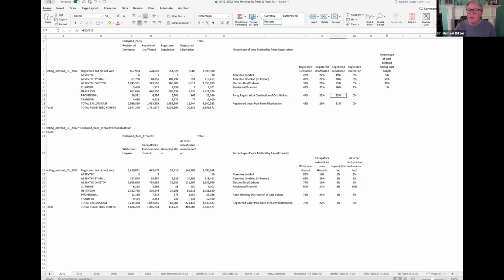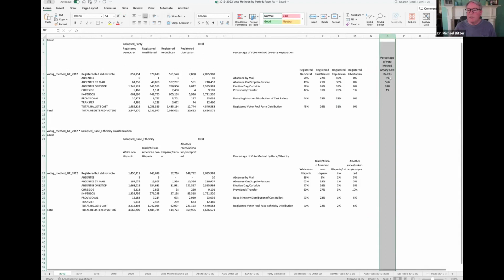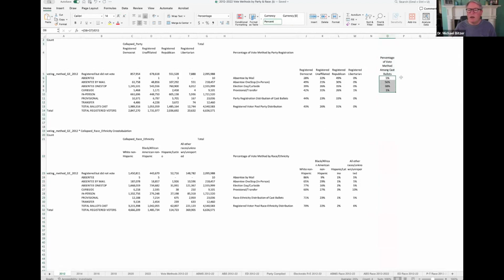And then this final column, column O, I'll do this for every one, is basically just the percentage breakdown. So in 2012, 5% of the ballots came by mail, 56% came by absentee in-person early votes, 38% on election day, and 1% provisional transfer. Any general questions as to the structure of these spreadsheets?